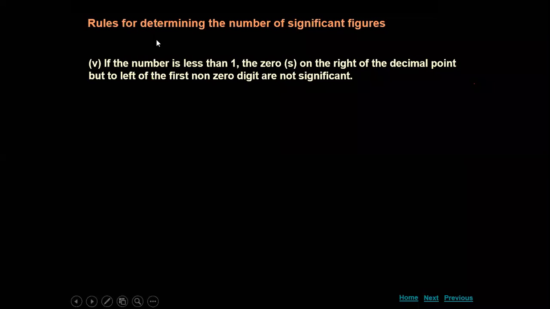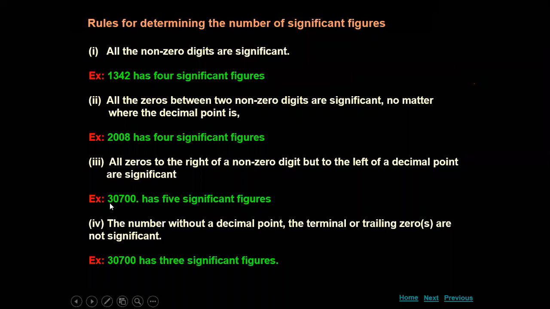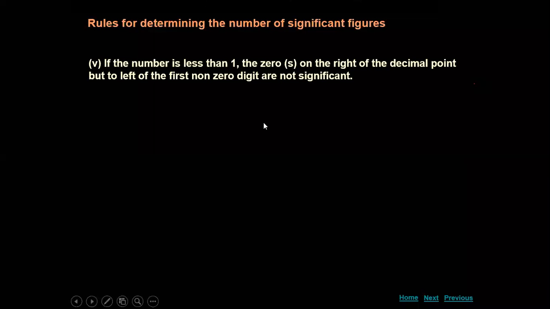Now, rules for determining the number of significant figures, same topic only. We are continuing with the fifth rule. Once again, here 30700 has a decimal, but the overall value is not less than 1. It is more than 1. 30,700 it is, right? Now, if the value is less than 1, meaning some decimal which is less than 1, that means it starts with 0 point something. If the number is less than 1, then the zeros on the right of the decimal point but left of the first non-zero digit are not significant.